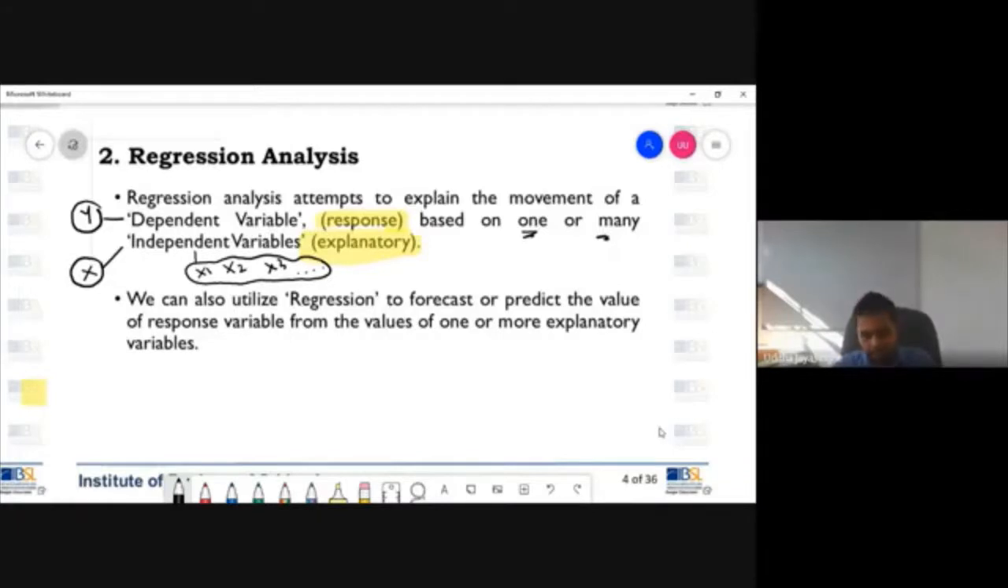Moving on, second point. We can also utilize regression to forecast or predict the value of the response variable, that is y, from the values of one or more explanatory variables. Now students, this is the essence of our lesson. This is what we are going to do essentially once we are done with the regression analysis, and this is the usage of our regression study.